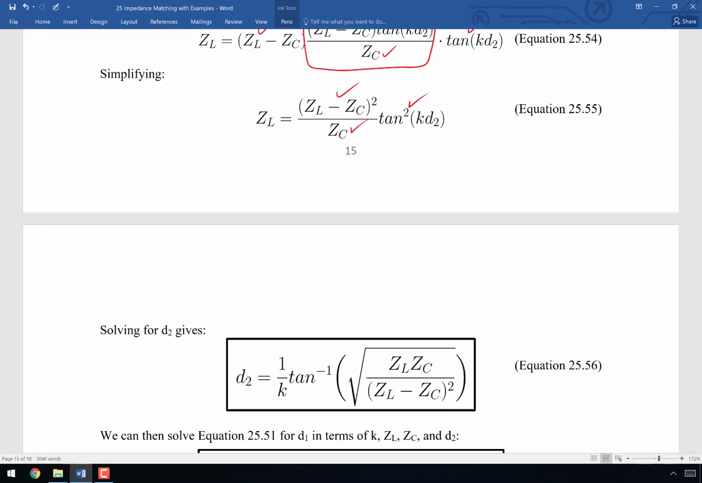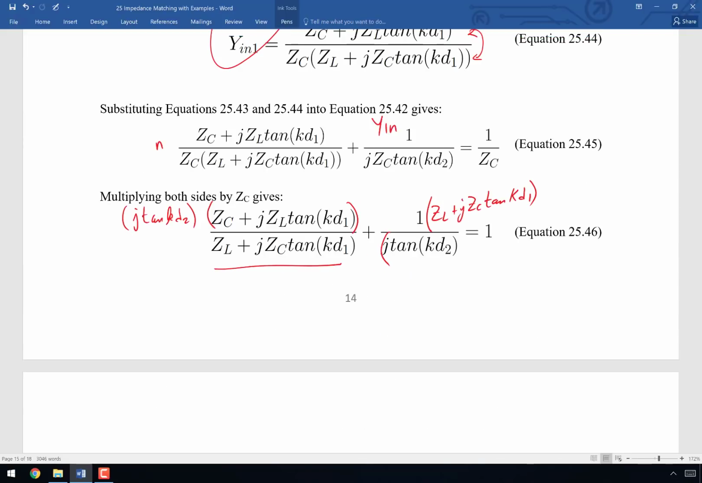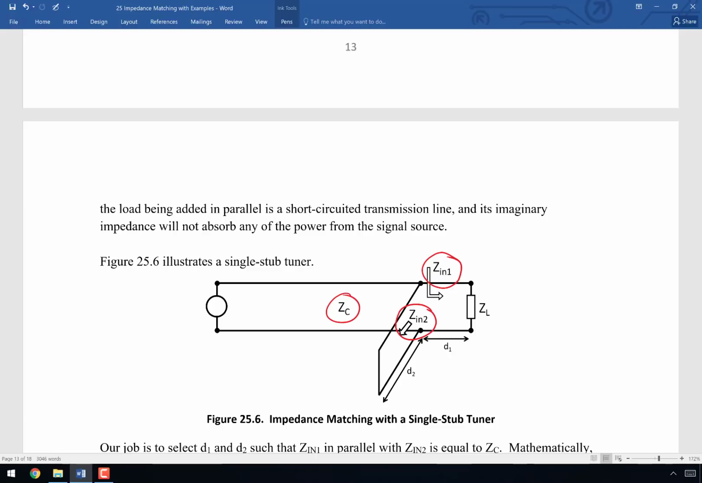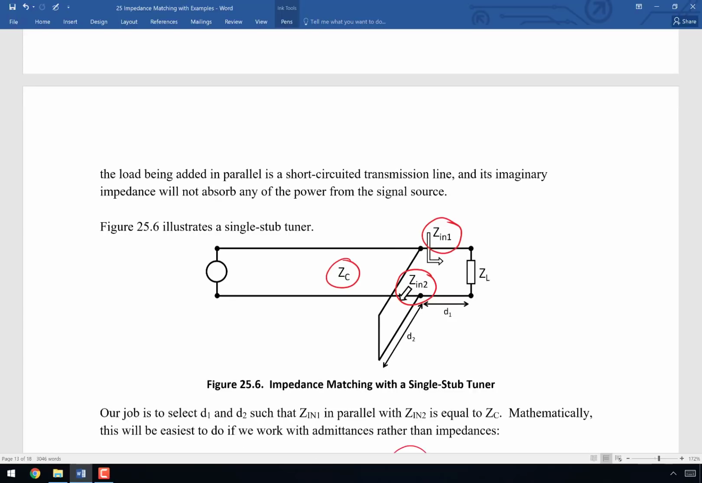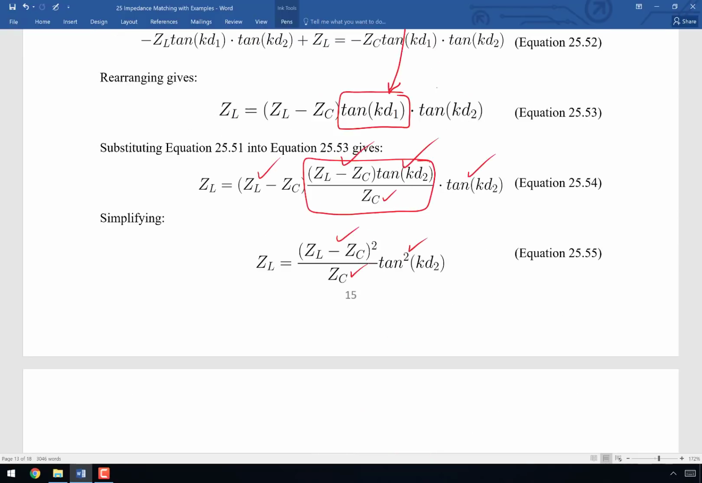So d2, I just want to remind you that if I scroll back up again, d2 in this picture is the length of the stub. So what we've figured out now is how long that stub definitely needs to be for the single stub tuner. And then for D1, we can go one step further.